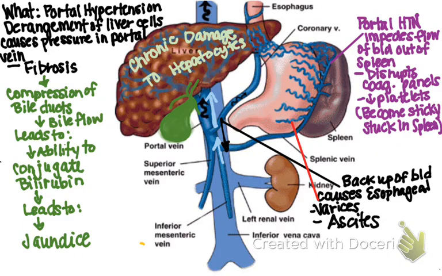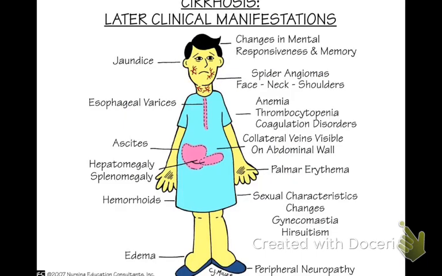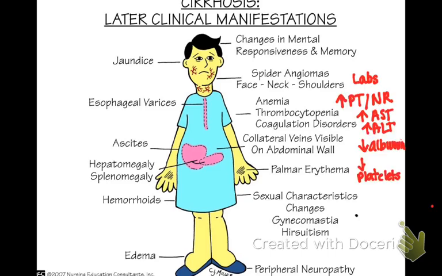All right, so later clinical manifestations. I thought this was a great picture. Poor little guy. So you see the jaundice. You see these spider angiomas from your coagulation panels. Your anemia. So your labs, you want to think increased PT/INR or prolonged prothrombin time, right? Increased AST, increased ALT, decreased albumin, decreased platelets. So those are some things you might see.